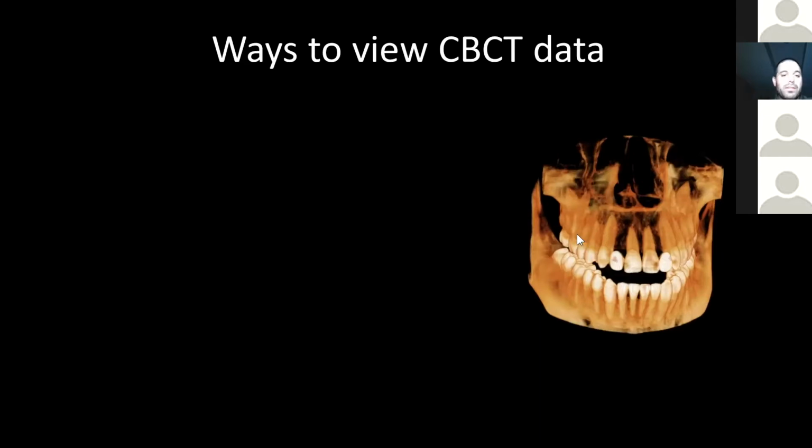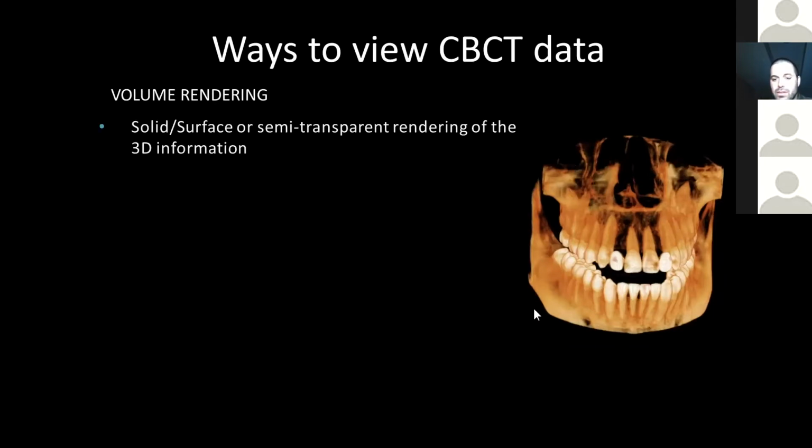The next way to review this cone beam CT data, and again, this is independent of software, independent of machine maker, is with volume rendering. So it looks like this here in this particular patient who's getting planned for implants 7 and 10. These can be solid or kind of a semi-transparent rendering of the patient in 3D. This one being semi-transparent, where it looks like you can see the teeth inside the bone, which is kind of convenient.